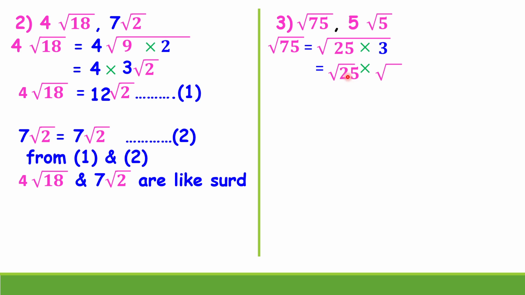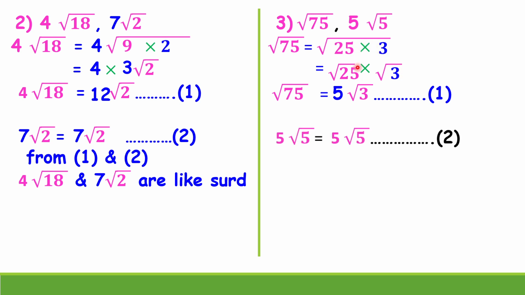Root of 25 into root 3. Tell me the square root of 25. 5 into root 3 as it is, because 25 is the square of 5. Therefore root 75 is nothing but 5 root 3. This is equation number 1. Now we write the second surd, 5 into root 5. Here the order of the surd is 2, which is minimum, and which is the radicand? 5 is the radicand. We can't split this 5 into two factors. Therefore 5 into root 5 is already in its simplest form.